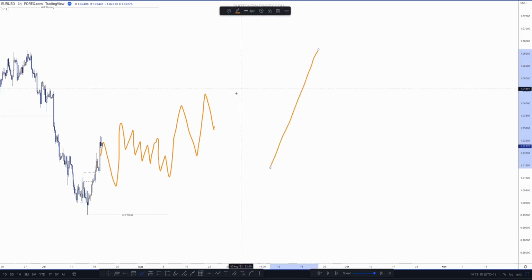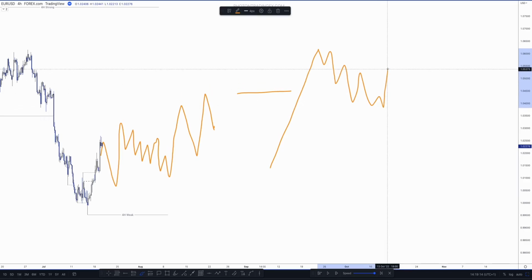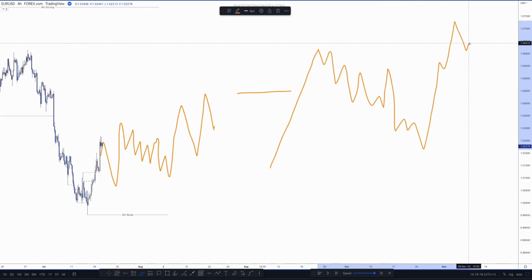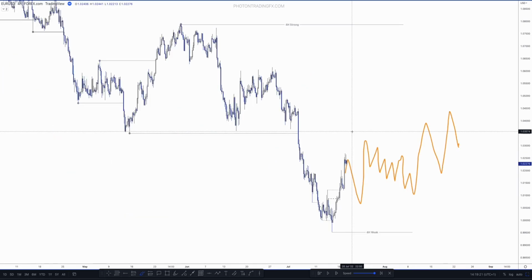You get impulsive moves up after the break of structure, and then you're going to get those messy, choppy, corrective pullbacks. You can get fake signals and it can be a bit harder. And then you typically get quite strong impulsive moves, and then again. That's just the nature of price action.